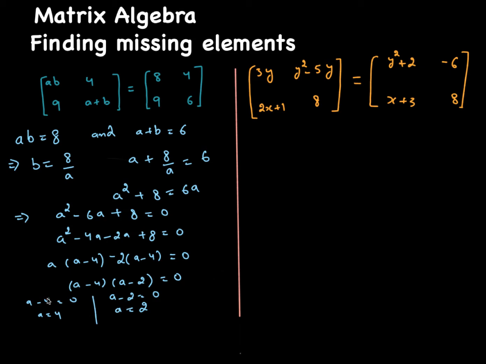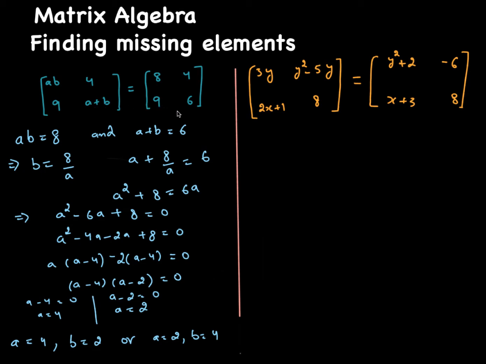So if we plug any of those here, we can find the B value. If A is 4, B is 2. If A is 2, then B is 4. Therefore, if A is equal to 4, that means B is equal to 2, or if A is equal to 2, B is equal to 4. So these are the values of A and B that make these two matrices equal to each other.